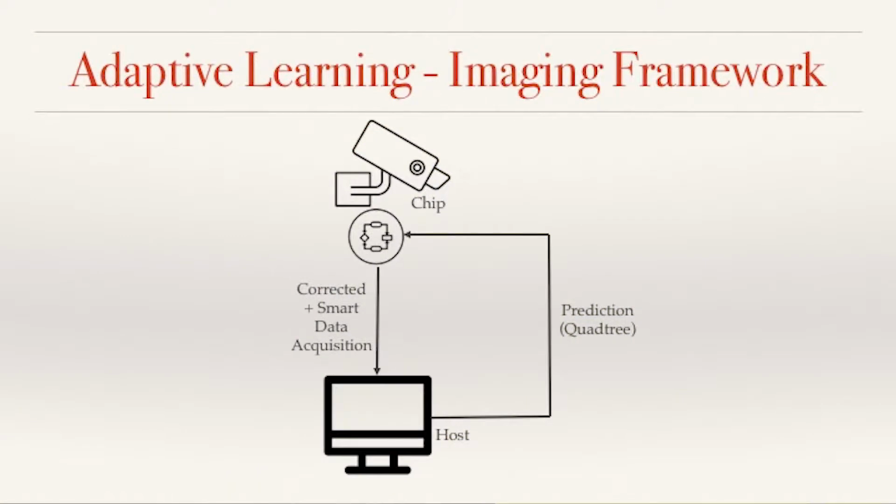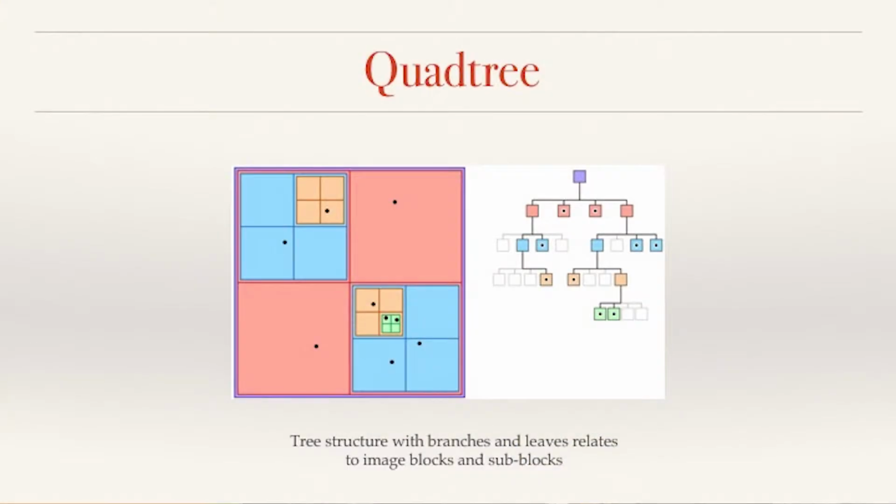Now, what is a host? A host is nothing but a computer with very high computational power. So, in short, it can be a GPU or a server, like AWS. And secondly, we have a chip. So what is a chip? It's nothing but a camera or an imager. Now, what the host computer does is that it predicts a Quadtree structure and transfers it to the chip. And the chip acquires data based on that Quadtree structure.